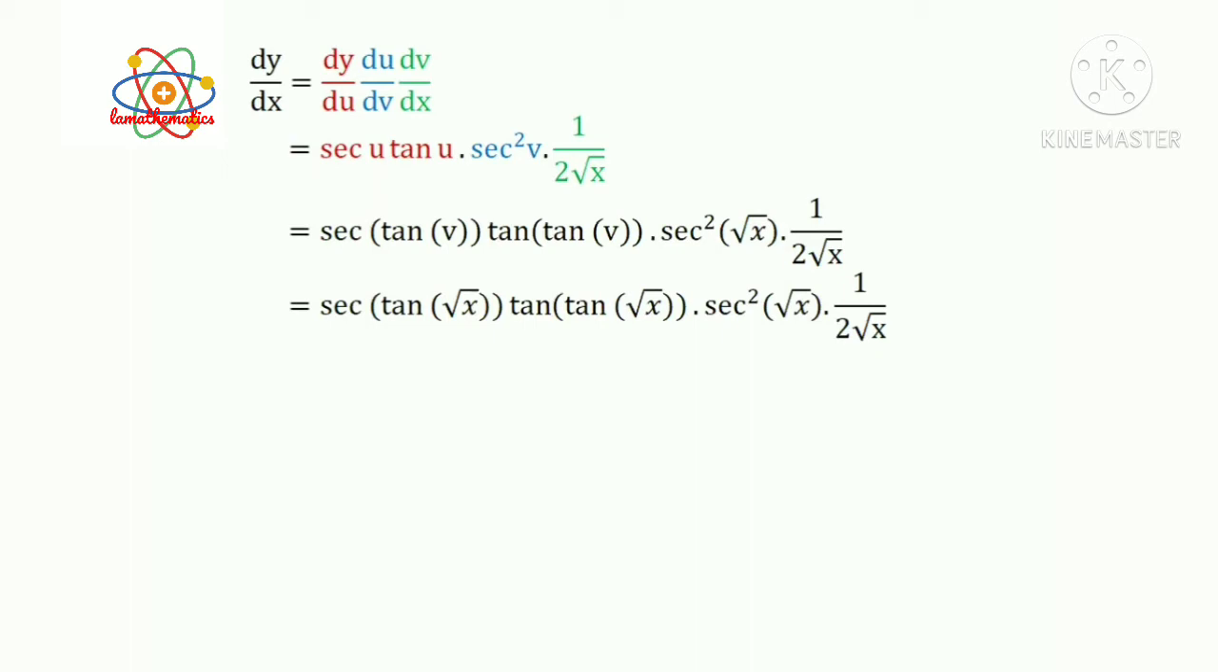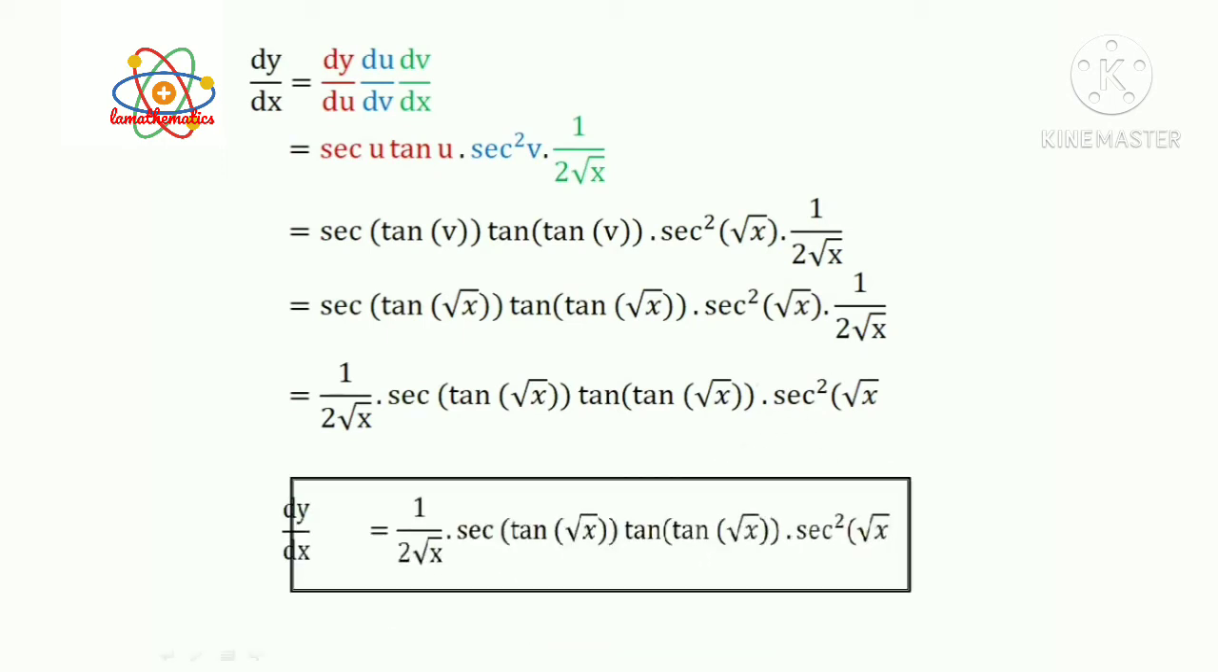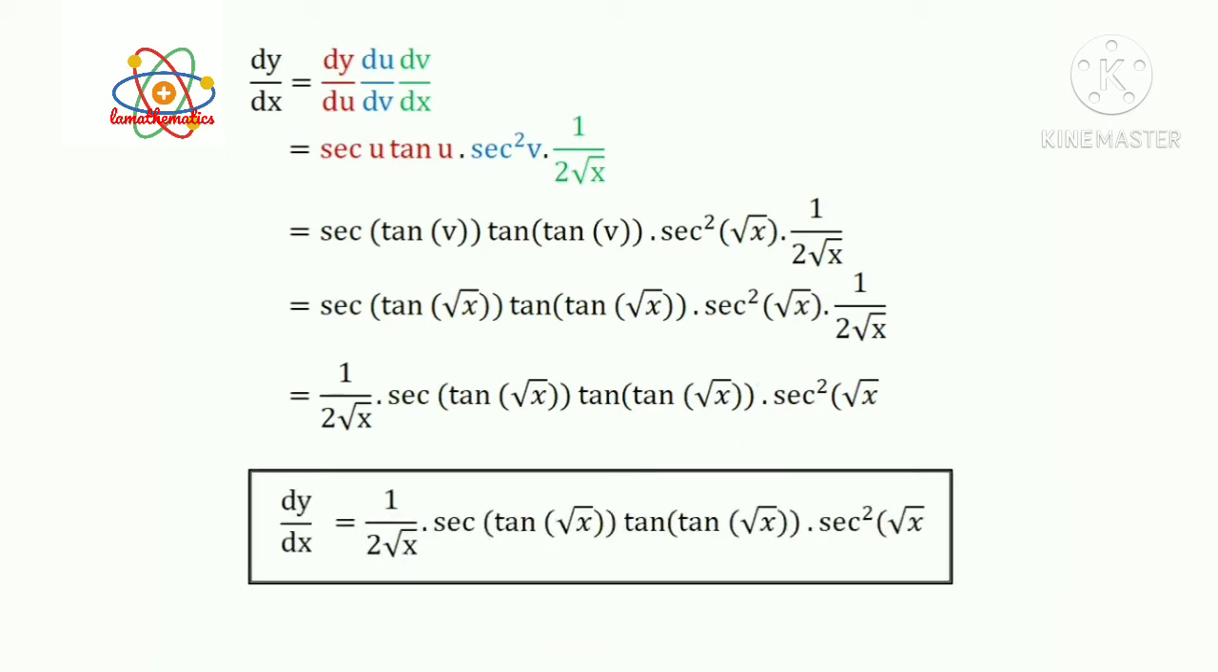Here y is a function of x. Therefore, our answer is in variable x. Therefore, dy by dx equal to 1 by 2 root x into sec tan root x, tan root x, sec square root x.